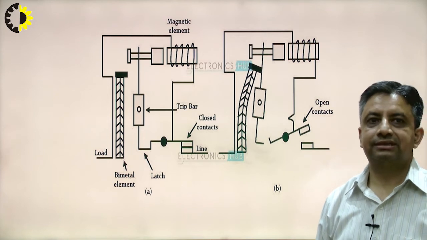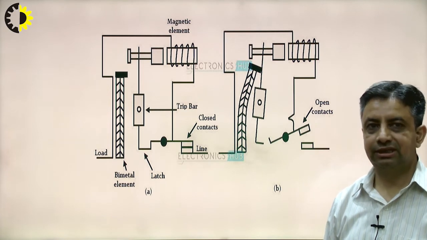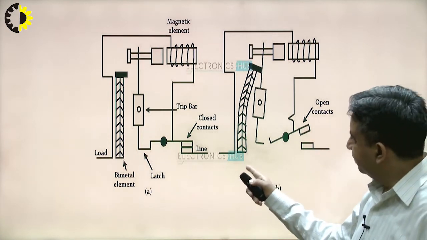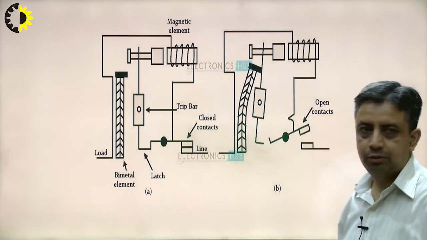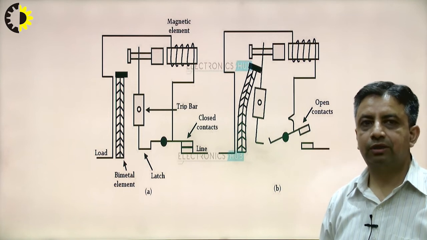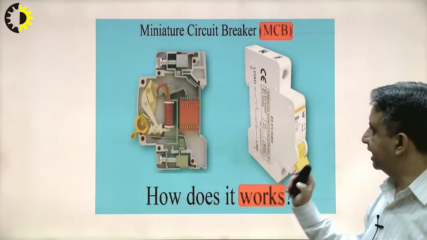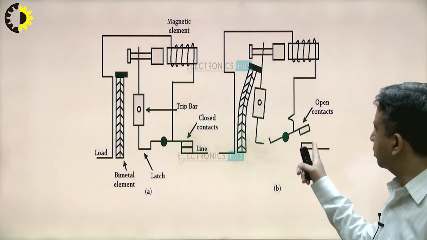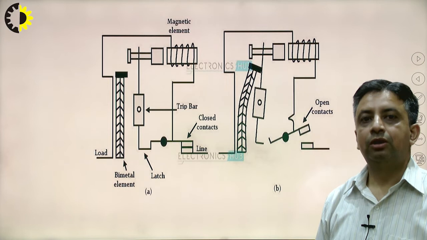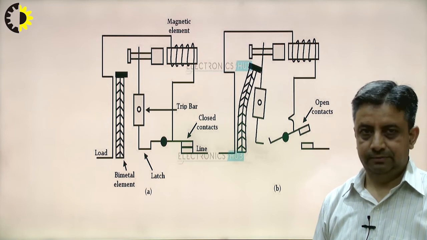Now as soon as there is an overloaded condition, this bimetallic strip, as it is made up of two metals, one portion will have different expansion as compared to the second portion. Due to that, this particular strip will bend. When this strip bends, it will make contact with this particular latch and this particular contact will be opened. That means the supply has been disconnected from the load. This is the way by which we can provide overload protection.